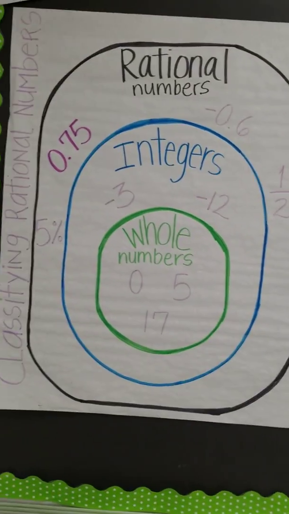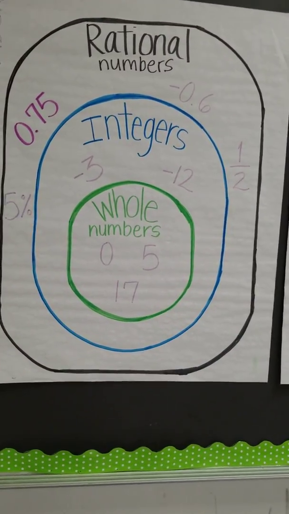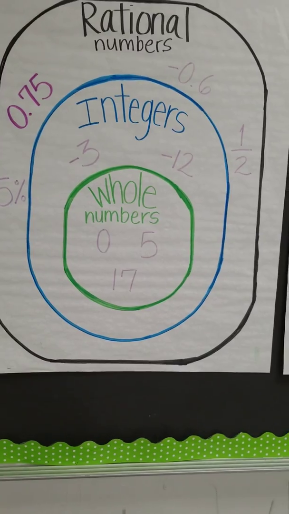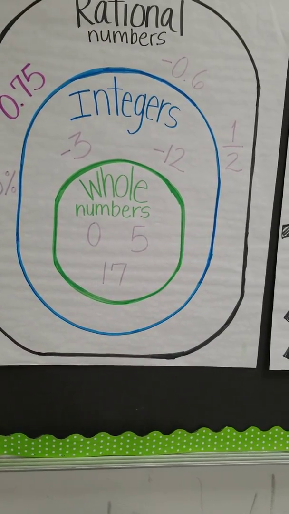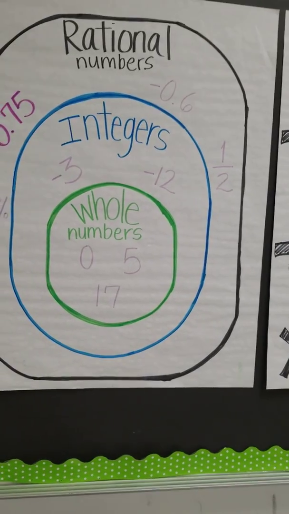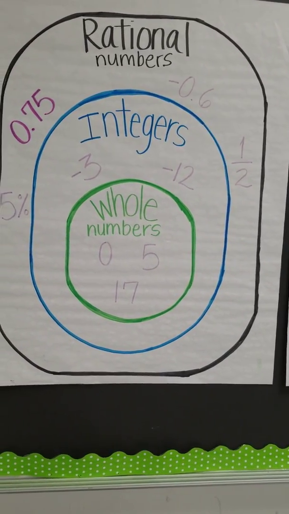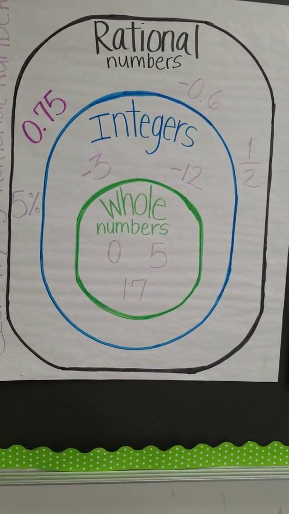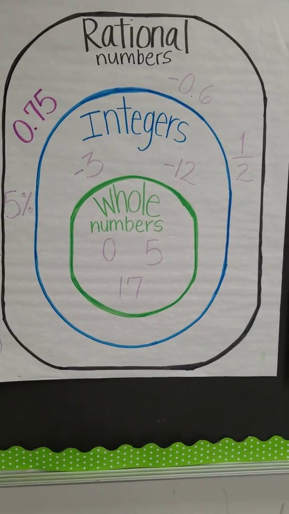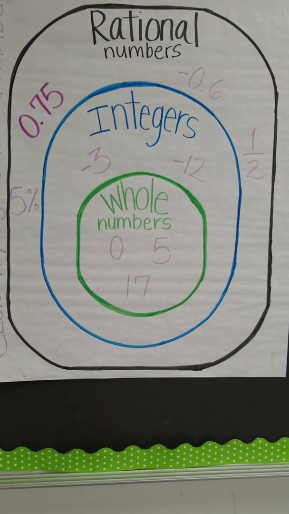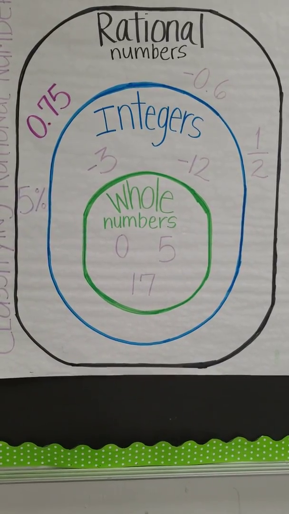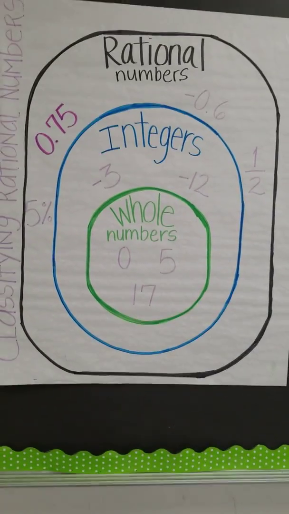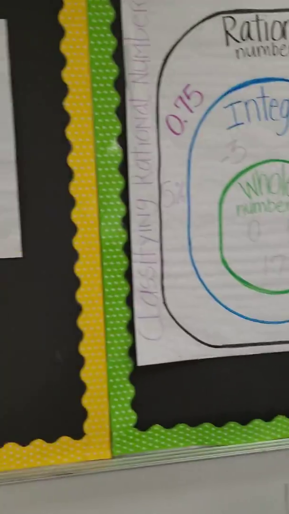And then we have our chart of the Venn diagram. Whole numbers are zero and any counting number. Counting numbers and 0. Then we have the integers, which include negative numbers. And then rational numbers, you see decimals. Even if you have negative numbers, if they're decimals or in between the whole numbers, those are rational numbers: any number that can be written as a fraction.